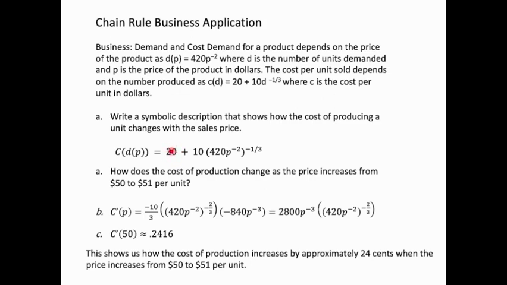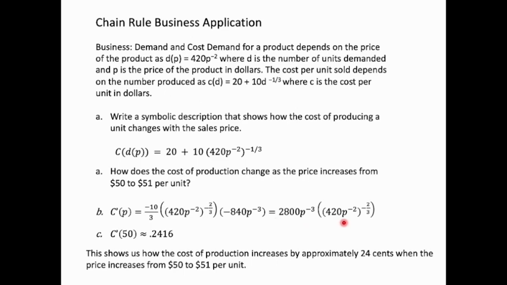When I take the derivative of 20, that's 0. When I take the derivative of this second term, so I'm going to take the negative 1/3 down in front. That gives me a negative 10/3 here. The inside stays the same, and then we decrease negative 1/3 by 1, and that's where this negative 2/3 comes in. But then we have to multiply it by the derivative of that inner function. So when I take the derivative of the inner function, I'm going to get negative 2 times 420. That's the negative 840 here. And then I have p raised to the negative 1/3 because the negative 2 decreases by 1.